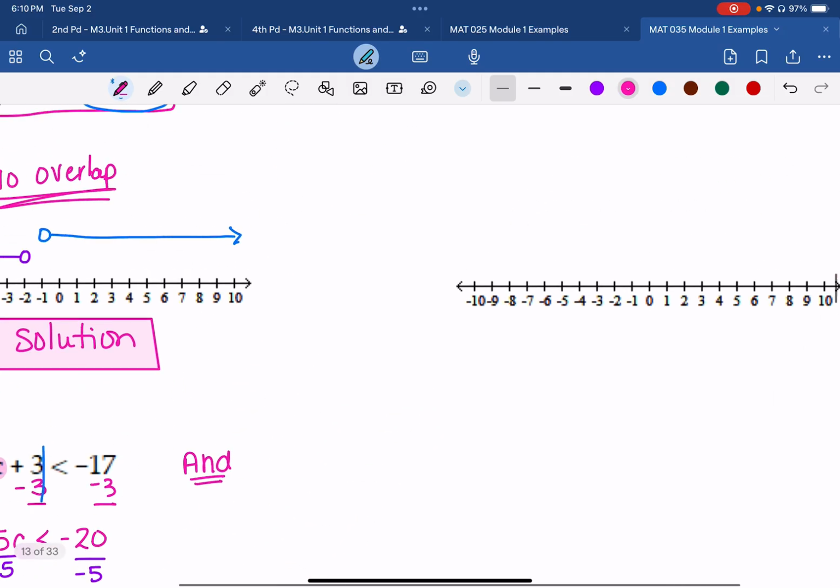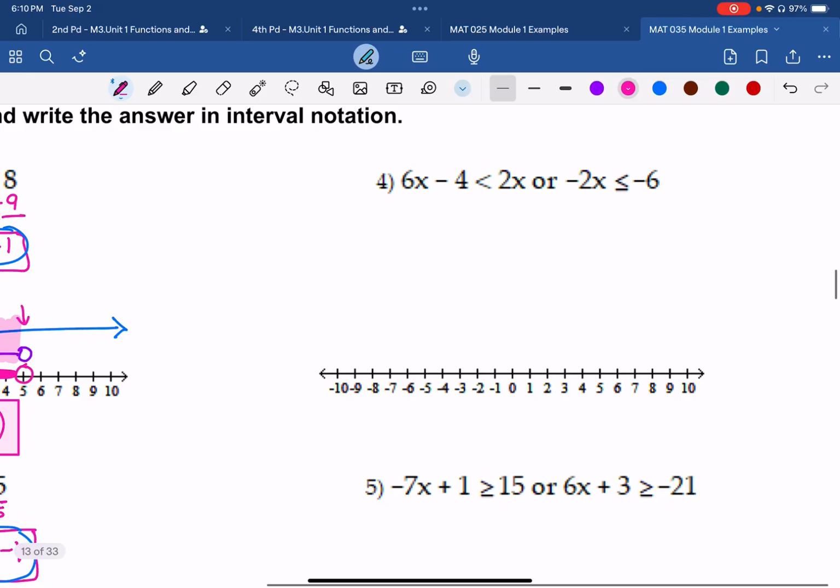Example 4. This is an or statement. So we're still going to solve them the same way. I again like to have all of my x's on the left. That's just a preference. So I'm going to subtract that 2x over. Okay, and so that's going to give me 4x. I'm also going to add that 4 to the other side, because that's going to make this go away. And so I end up with 4x is less than 4.